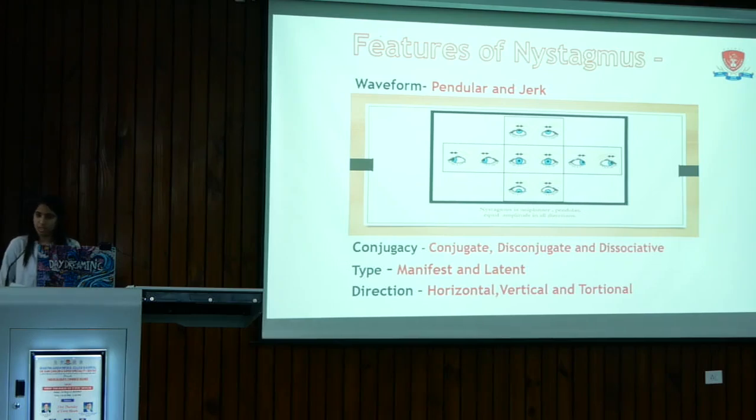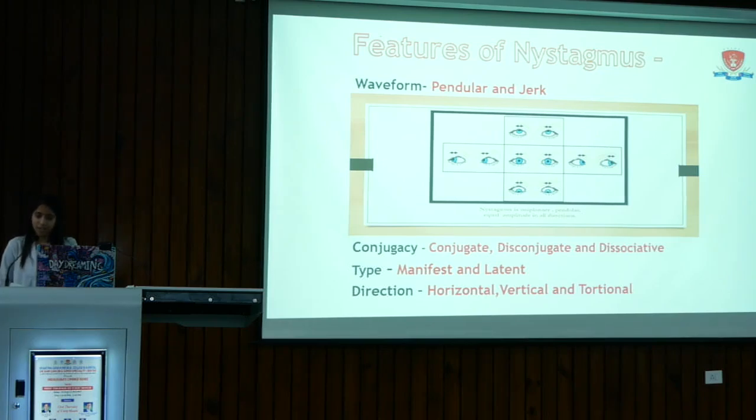Then we have conjugacy, in which we have conjugate nystagmus, which is symmetrical in all the directions, in both the eyes in all directions of gaze. Then we have disconjugate nystagmus, which is asymmetrical with respect to direction and frequency in both eyes. Then we have dissociative nystagmus, which is asymmetrical but unidirectional. Then we have types of nystagmus, in which we have manifest and latent nystagmus. Manifest nystagmus is present all the time, but latent nystagmus will be shown only when one eye is covered.